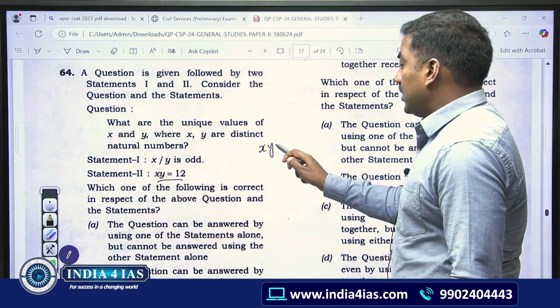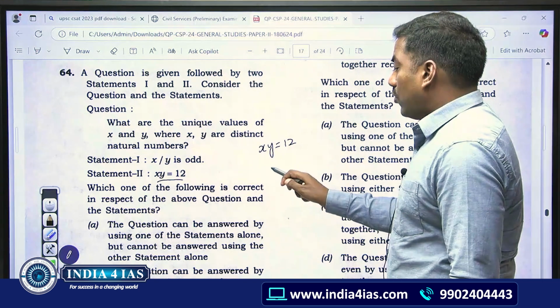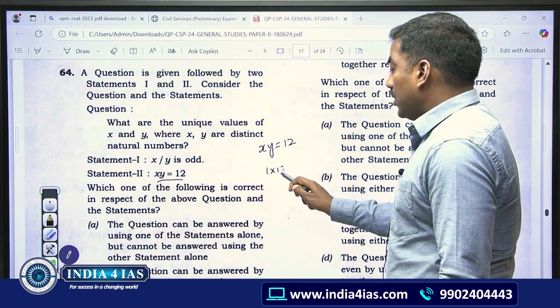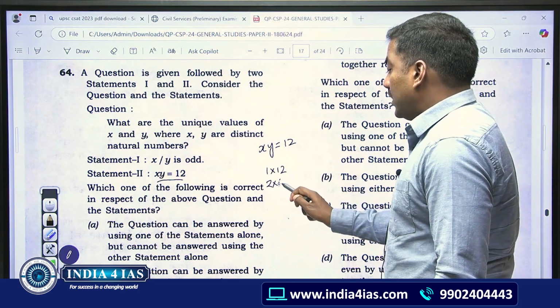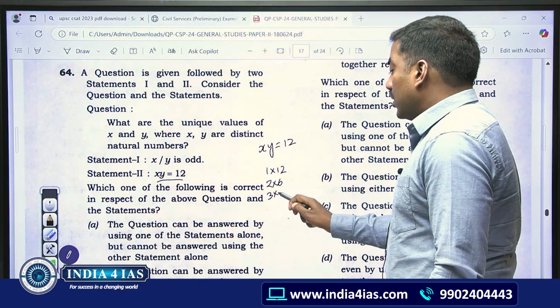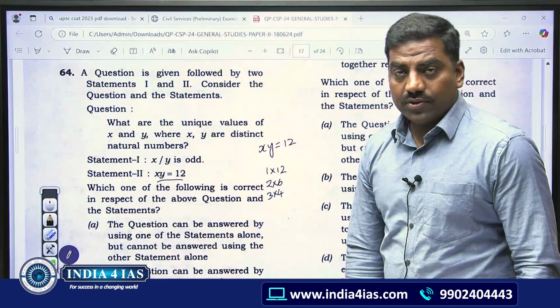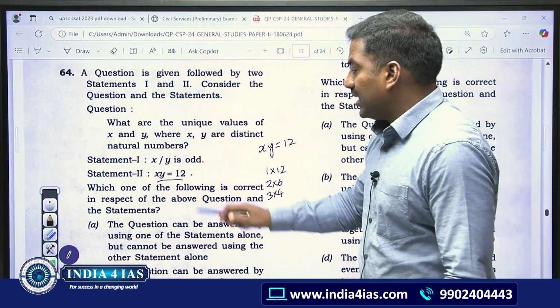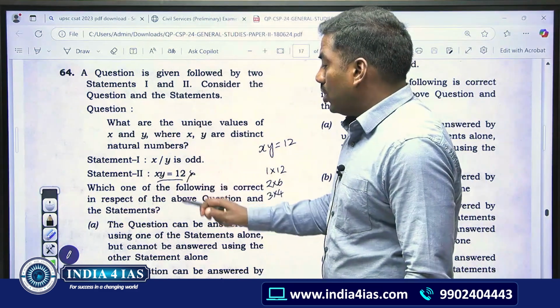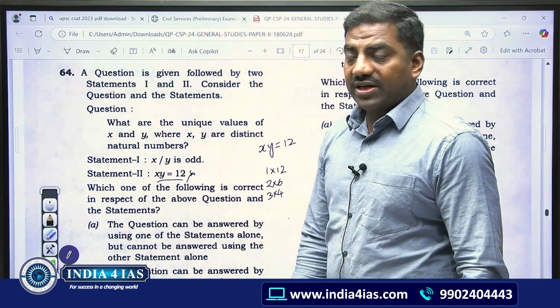x into y is equal to 12. So what all can I get? 1 into 12 is 12, 2 into 6 is 12, 3 into 4 is 12. And you can interchange these numbers also for x and y. So many values are there for x and y. So statement 2 alone will not help us to get the answer.